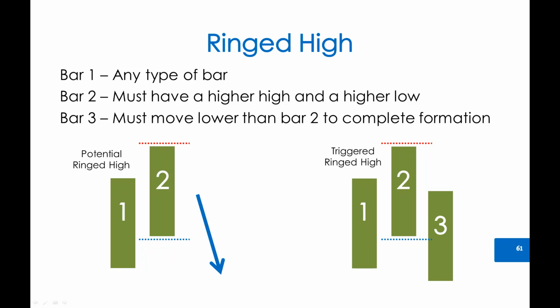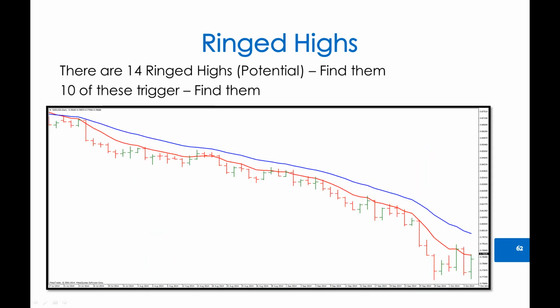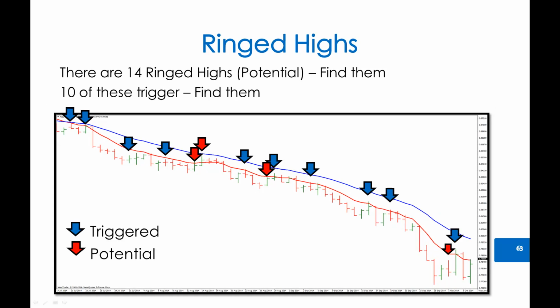This is price action that would be used in a downtrend so that you can take advantage of the downward move. When you're in class, you'll be running through this program here. There are 14 potential ring highs, so 14 sets of bar number 1 and bar number 2. 10 of those have triggered, where bar number 3 has moved lower with a lower low than the low of bar number 2, and these are the answers.